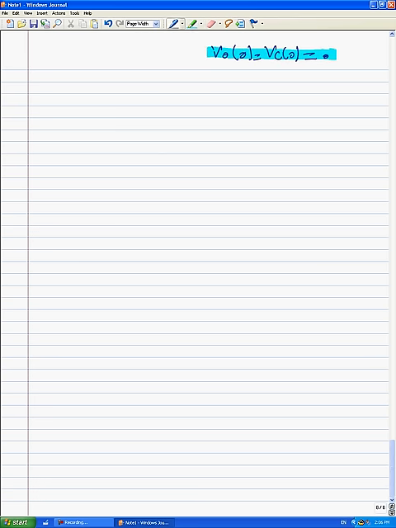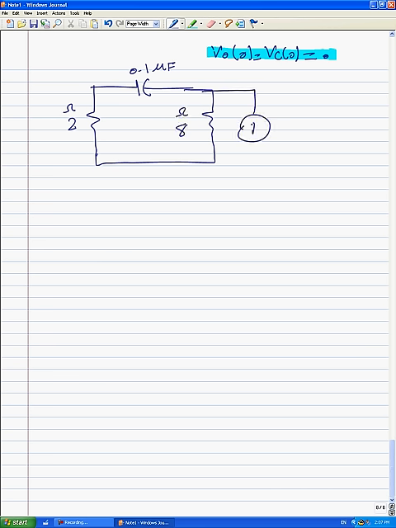For part 2, the circuit is like this. We have 2 ohms here, 0.1 capacitor here, and 8 ohms here, and 6 amps here.